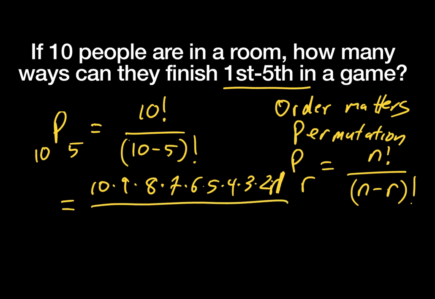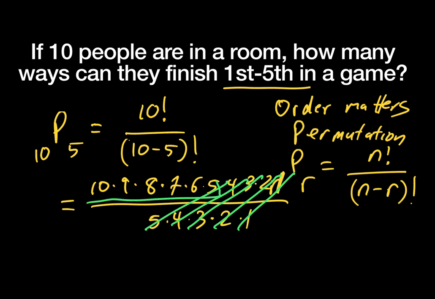In the denominator, 10 minus 5, well, that's 5. So 5 factorial is 5 times 4 times 3 times 2 times 1. And then 1 over 1 reduces, 2 over 2 reduces, 3 over 3 reduces, 4 over 4 reduces, 5 over 5 reduces. I'm left with, just to there, 10 times 9 times 8 times 7 times 6, which is going to be a big number.